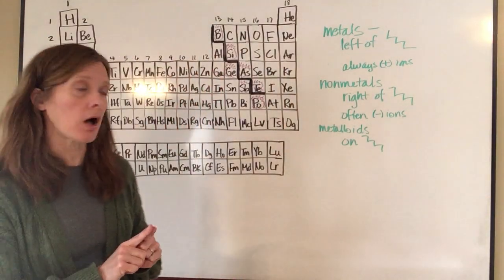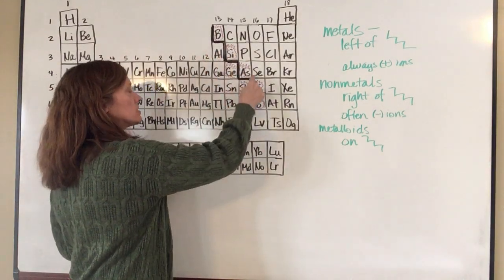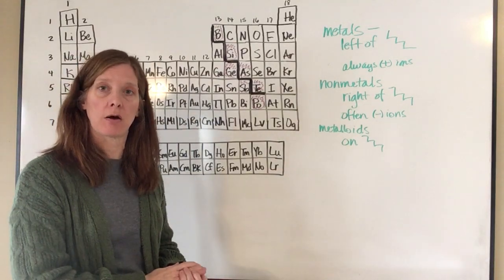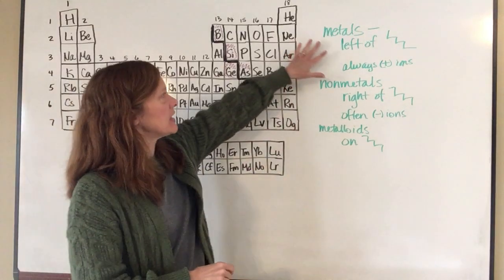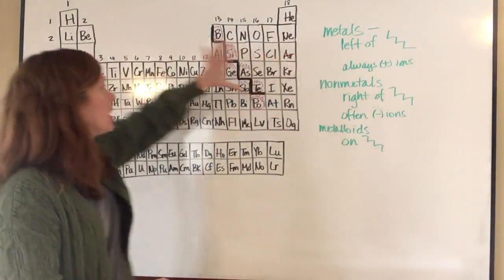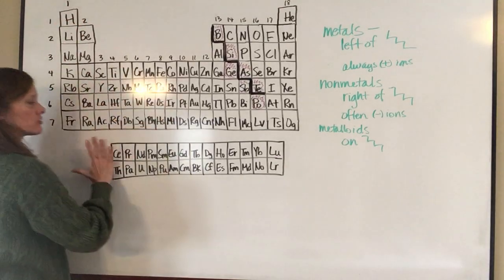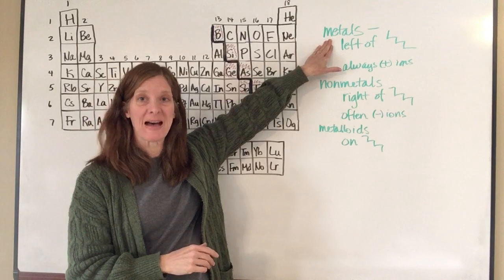Okay, first of all, there is a black stair-step line that goes part of the way down the table, and you should be able to see that on your periodic table as well. Anything to the left of that stair-step line, so all of this over here, as well as these elements down here, all of those are metals.